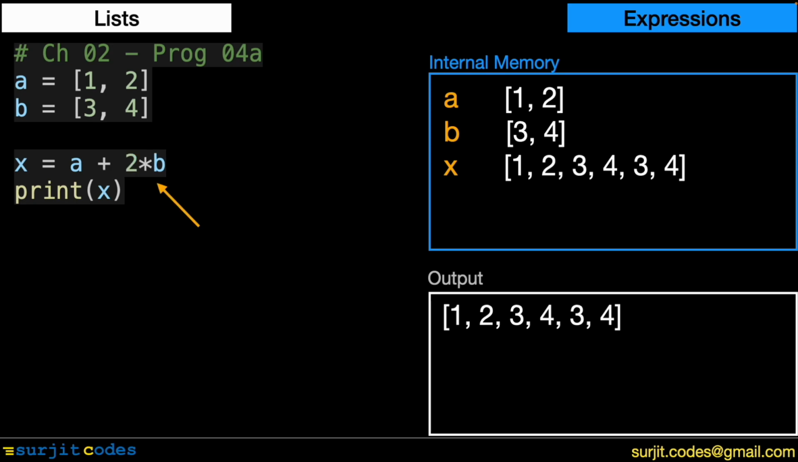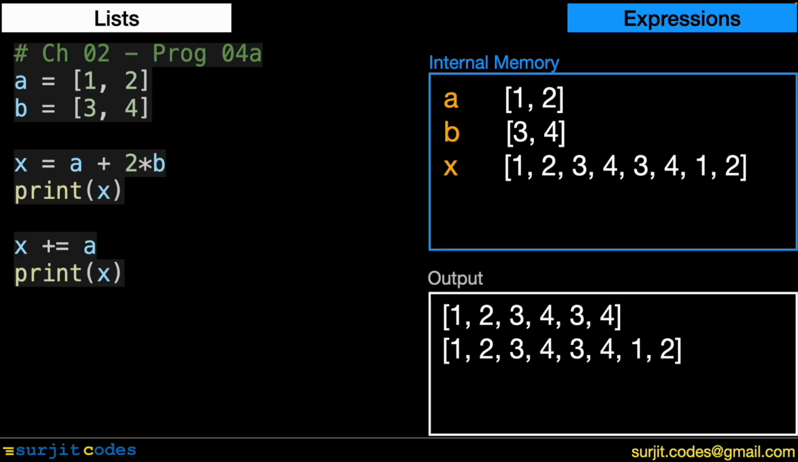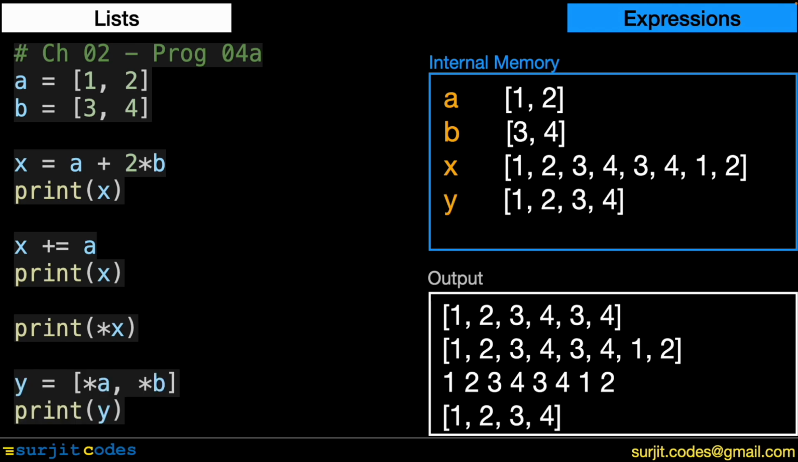Same can also be written like this. Plus equal to extends the list. Star list extracts its items. We can use this also to join the two lists.